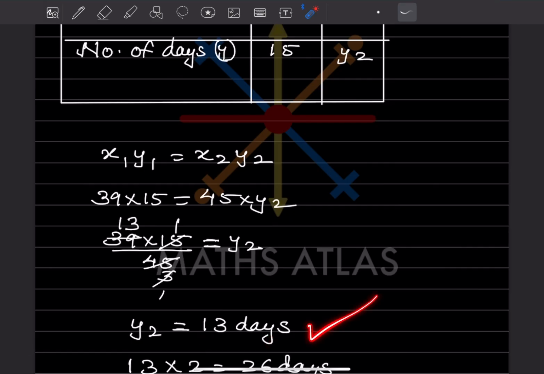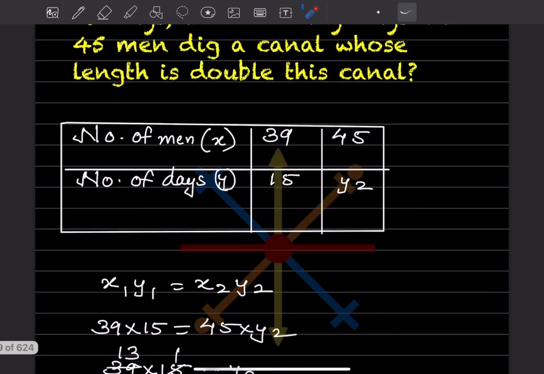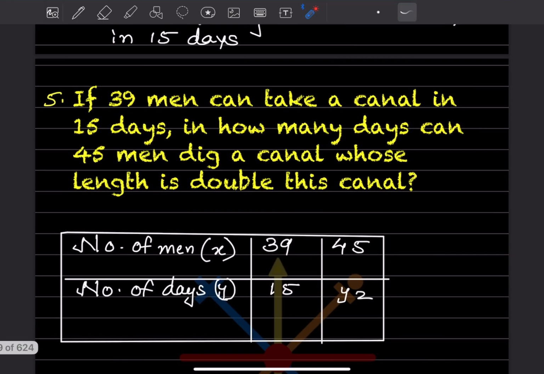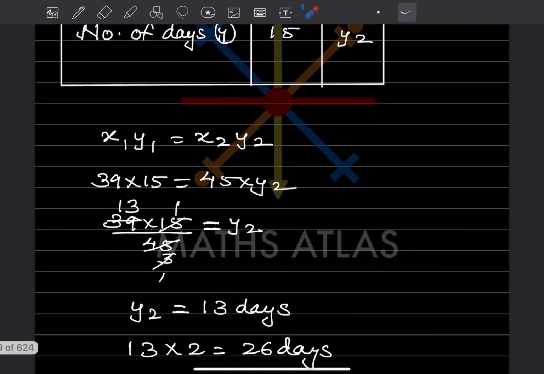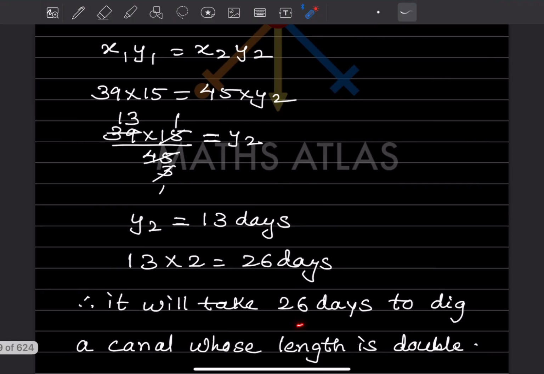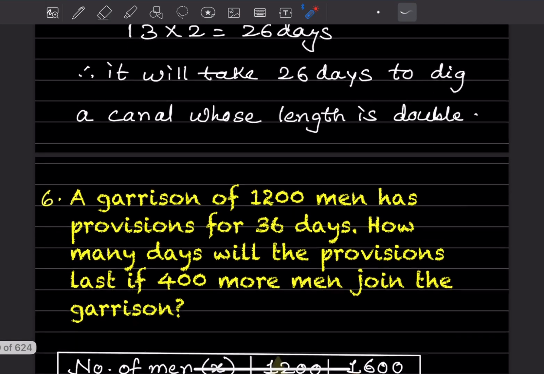This is for the normal canal, but we want it for double this canal. So for this, we have to see how many days 45 men can dig a canal whose length is double the canal. So you have to multiply by 2. So 13 into 2 is going to be 26 days. So it will take 26 days to dig a canal whose length is double.